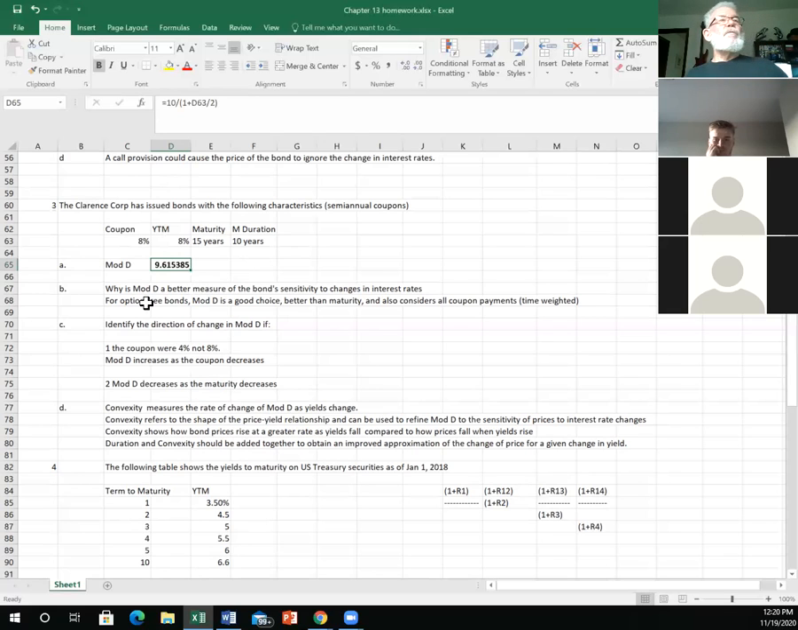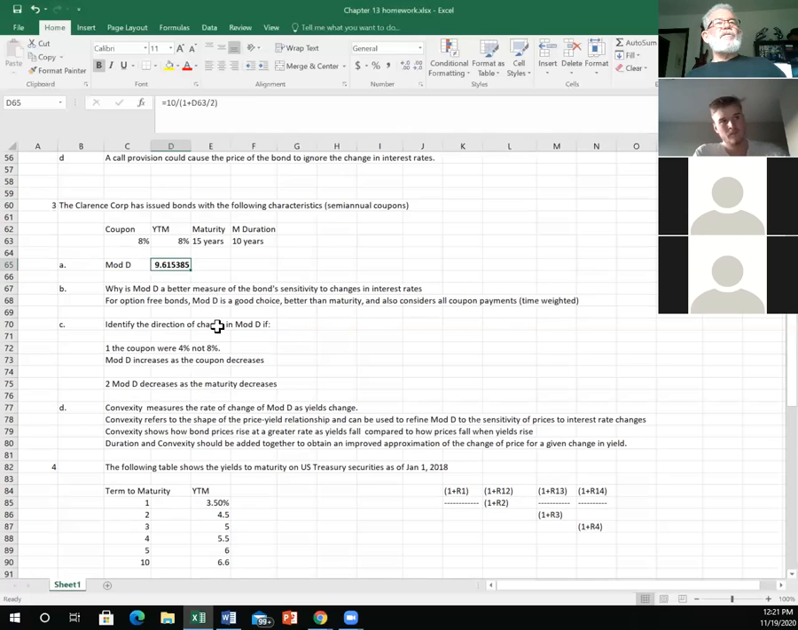And then B, why is the modified duration a better measure of the bond's sensitivity to changes in interest rates? I think this is kind of an important thing that's got to be put in there for option-free bonds. It's a good choice. Better than maturity by itself, because it also considers all the coupon payments being time-weighted. The Solutions Manual doesn't explain whether modified duration is a better choice than Macaulay duration, but since it's calculated off of it, I assume it must be all right.